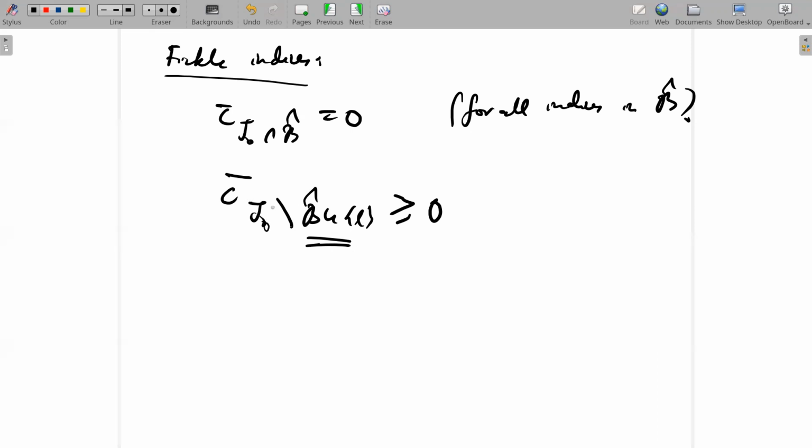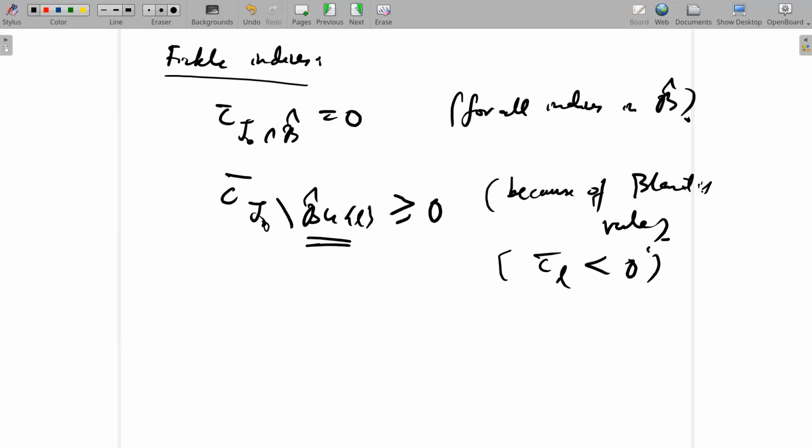Okay, so why is this bigger than or equal to 0? This is because of Bland's rule. So here, until now, we have not even mentioned Bland's rule at all. Okay, let's see. Bland's rule talks about how L will enter, right? So at L, you will have C bar of L strictly less than 0, because otherwise how will L enter? L is that non-basic column where cost is strictly less than 0.